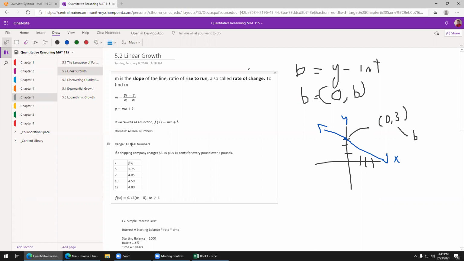And so again, I have another shipping cost problem, which we just did, but here's another shipping cost problem. Shipping cost problems are linear, right? They increase at whatever the fee is. So in this case, my slope is 15 cents, right?